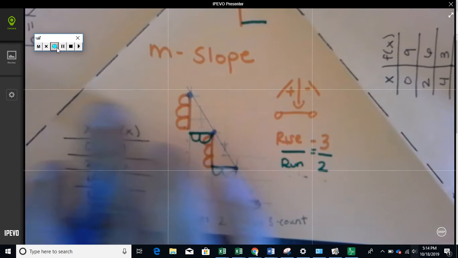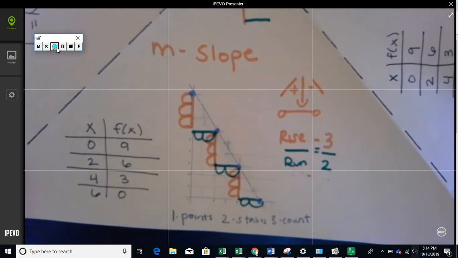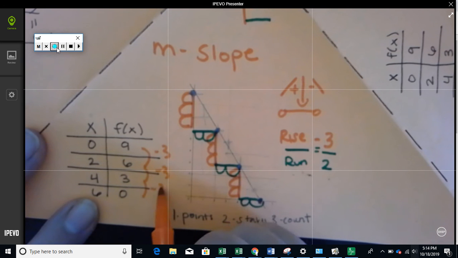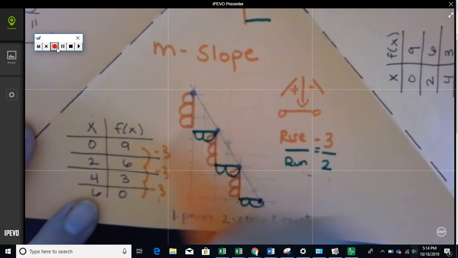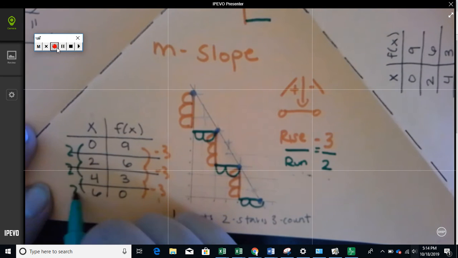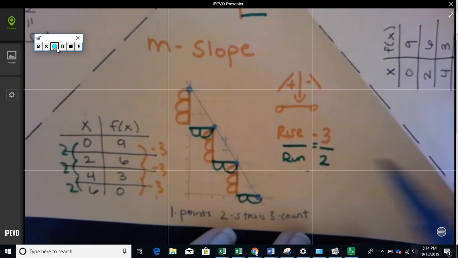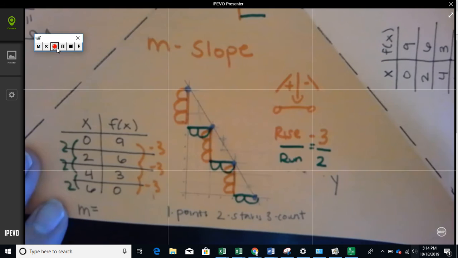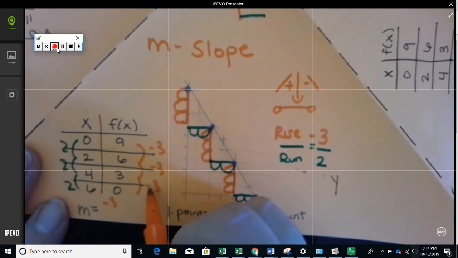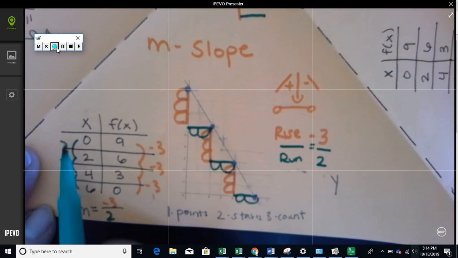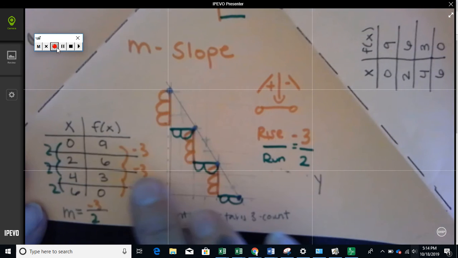Okay, now for the table, what you're going to do is find the changes. So from 9 to 6, you're subtracting 3. From 6 to 3, you're subtracting 3. From 3 to 0, see how you're getting -3 on this side? It's a change of 2. This is your change of x. Sorry, I should have written it here. So your slope is -3 over +2. Notice these are going to be positives because we always run to the right.